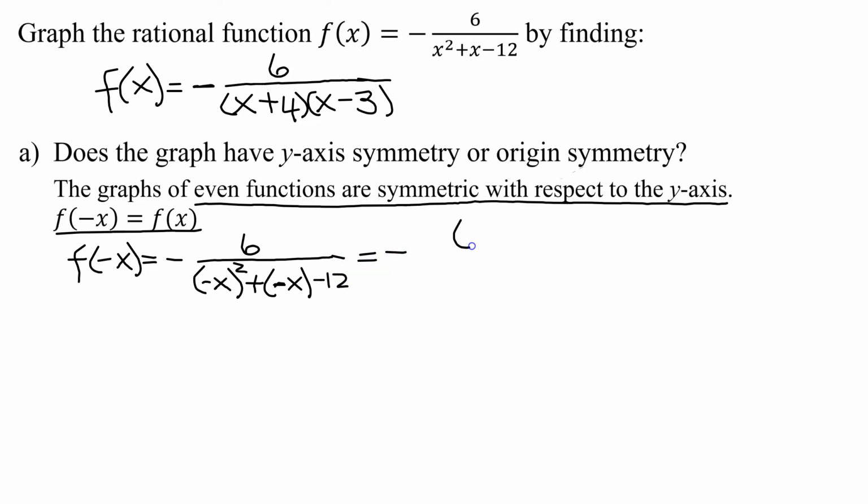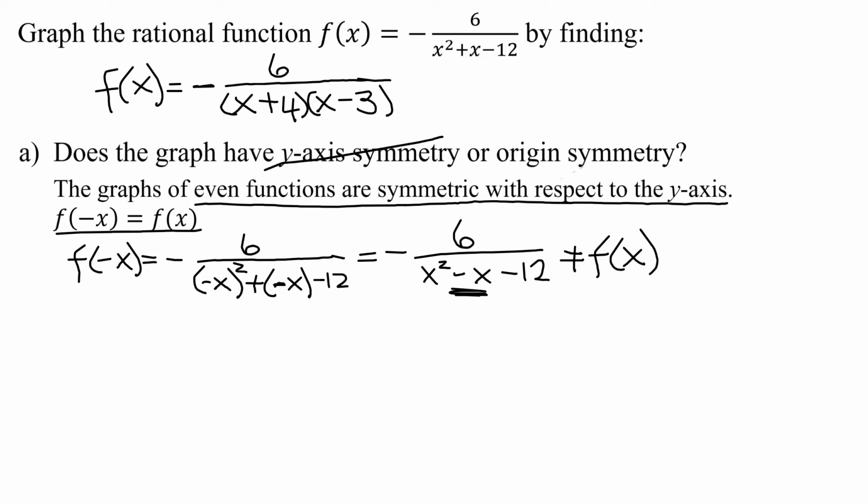So I have -6 divided by -x all squared is +x squared, plus a -x is just -x minus 12. Is this the same as my original function? No, this term here is different. So this does not equal f of x. My function is not even. It doesn't have y-axis symmetry.